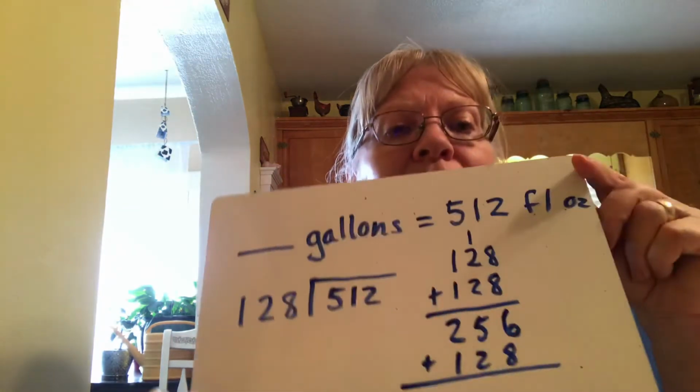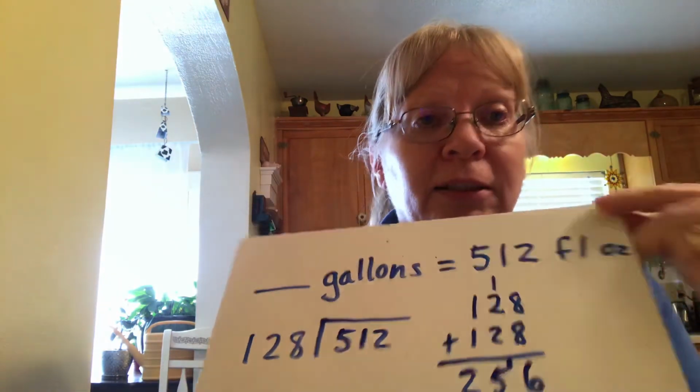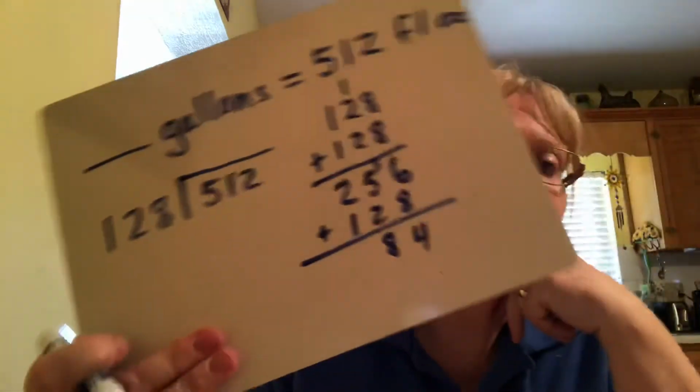All right, so 6 plus 8 is 14. Put down the 4, carry the 1. 5 and 1 is 6, plus 2 is 8. And 2 plus 1 is going to be 3. Okay, so we're not there yet. So I'm going to move this over so I have enough room. So 384 plus 128. Let's see what we get there.